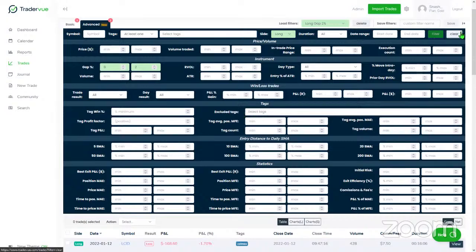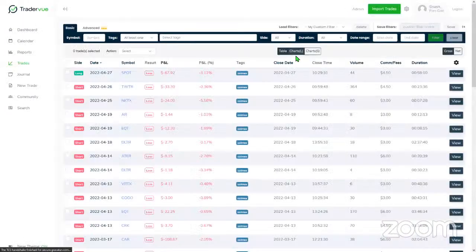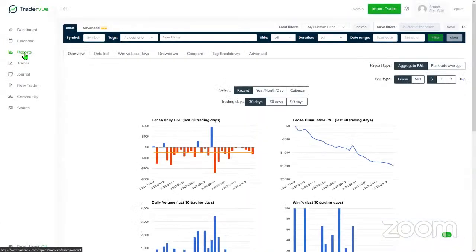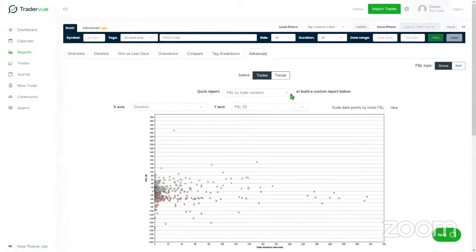Okay, so first of all, let's clear all our filters here. And now let's go to advanced report. We can find that by clicking it here in the navigation bar in the reports. Then we go to advanced. And first thing first is that there is a section called trades and there's a section called trends. We will start with the one called trends.